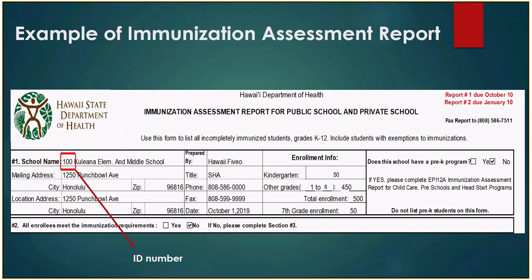Finally, check either the yes or no box depending on whether the school has a preschool program. If yes, then the EPI-12A will also need to be completed. If all students have met all of the requirements, mark the yes box in Section 2. If there are students claiming a medical or religious exemption or students who have not completed all of the requirements, mark the no box in Section 2 and continue to Section 3. Let's move on to Section 3.